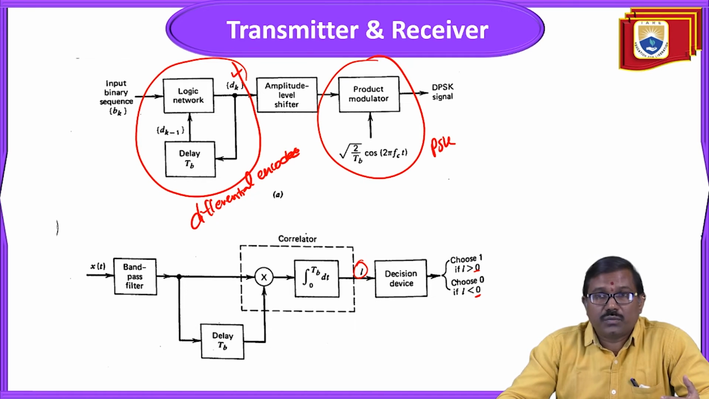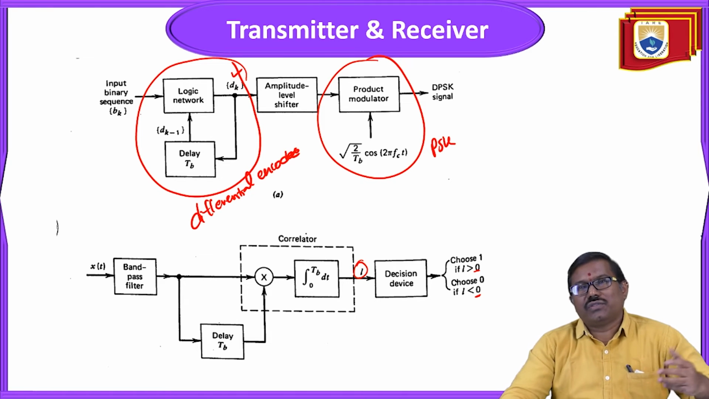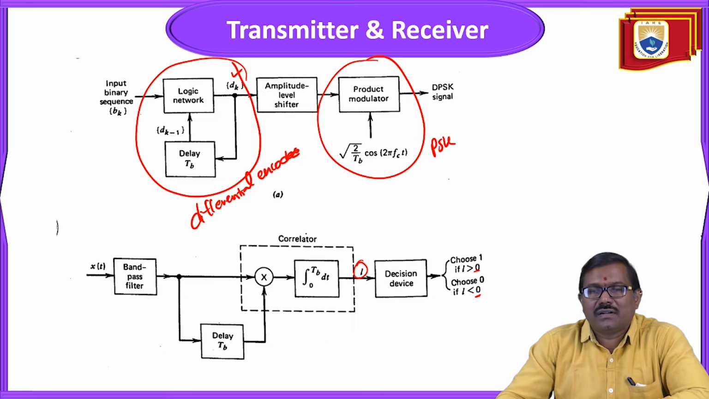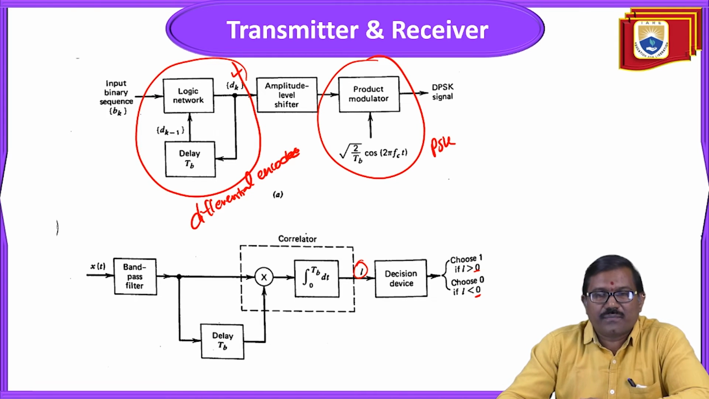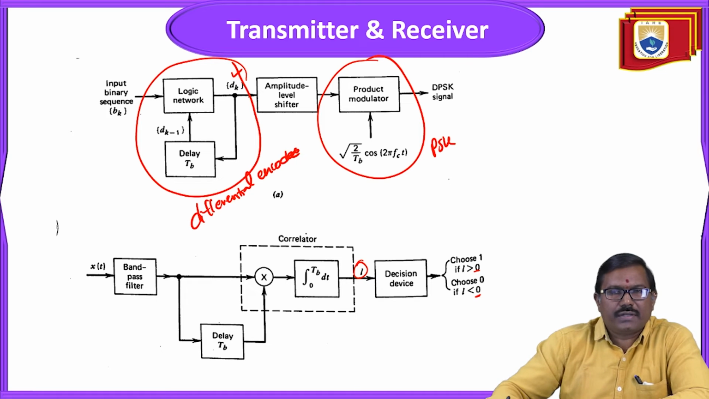But some people have a doubt: if it is exactly 0, what to do? It takes either 1 or 0, so an error is going to be generated. But the probability of such errors is less when you go for the coherent version. That's why such a case does not arise regularly, but sometimes it may happen. Okay.